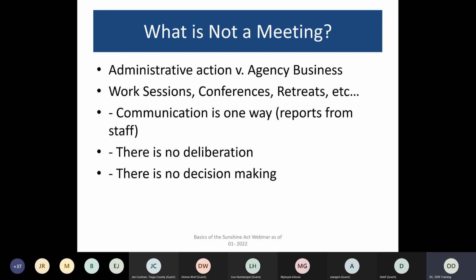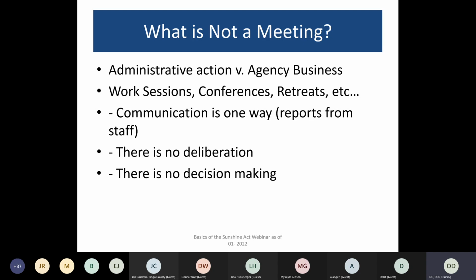Okay, well, what is not a meeting? Well, I hinted at this. Administrative action versus agency business. I think I've covered that. Work sessions. What is a work session versus a meeting? Well, I think school districts are probably the best example of this, school boards, where they'll have a monthly business meeting, where they have deliberation, they have decision making. It is open to the public.